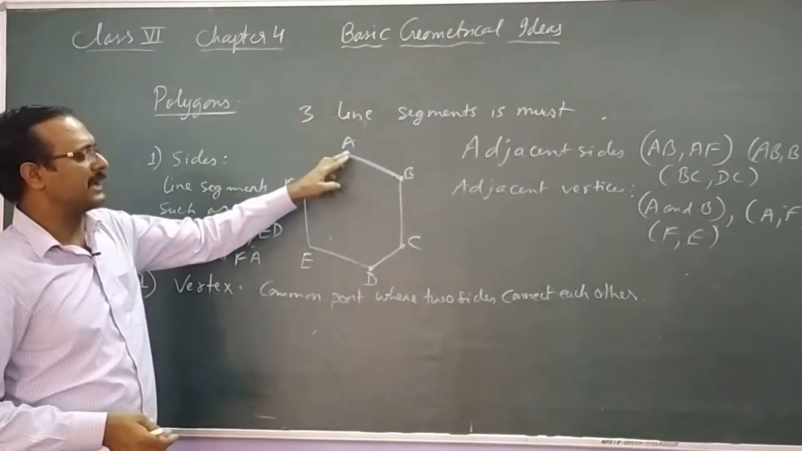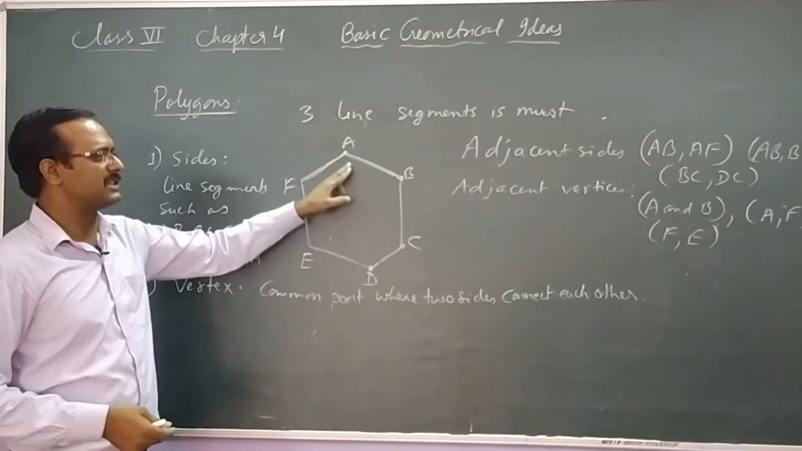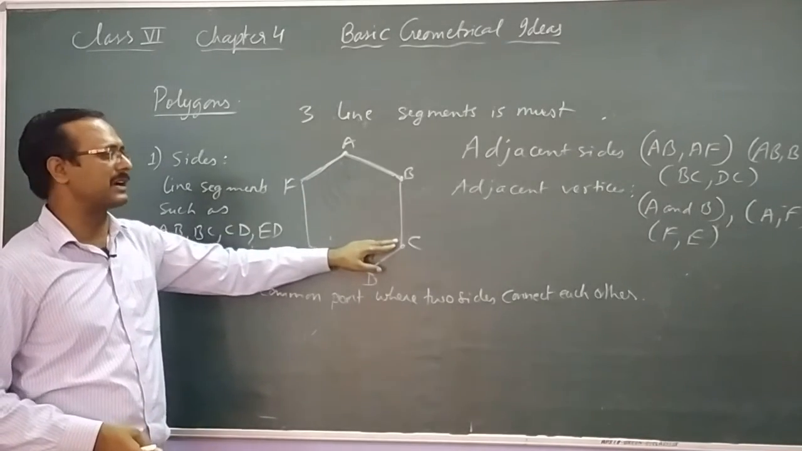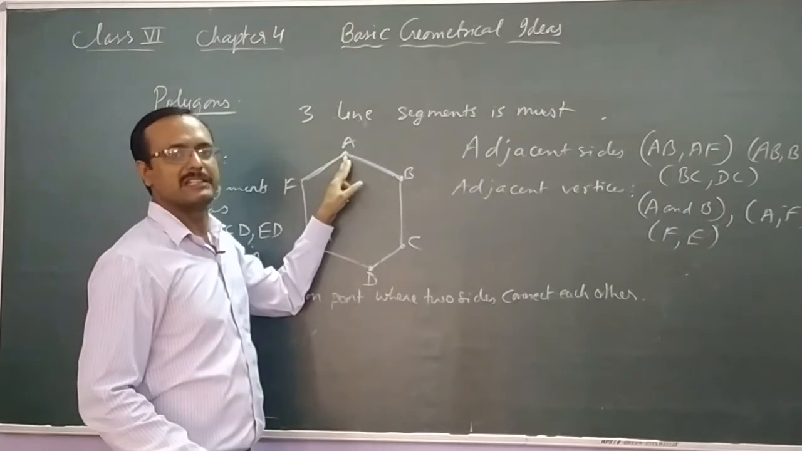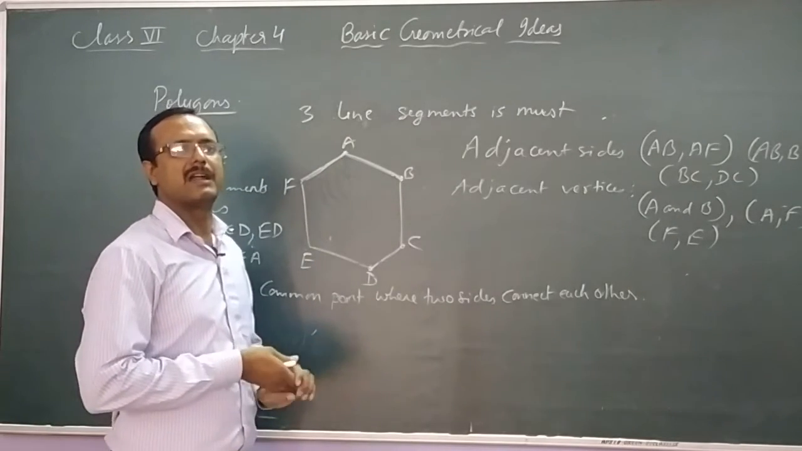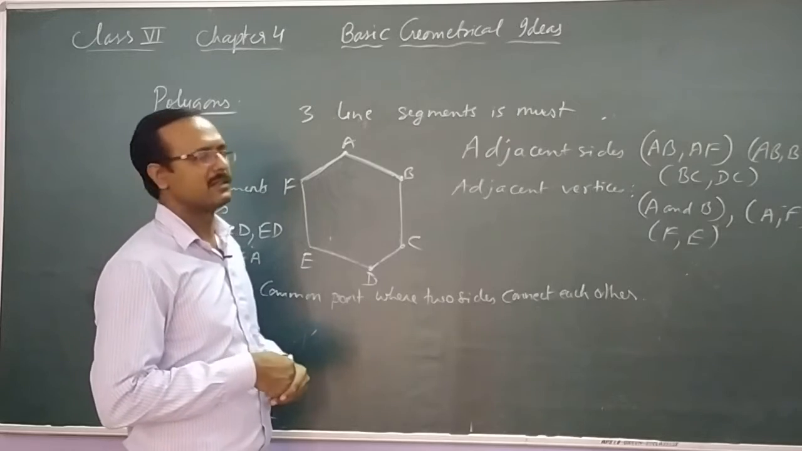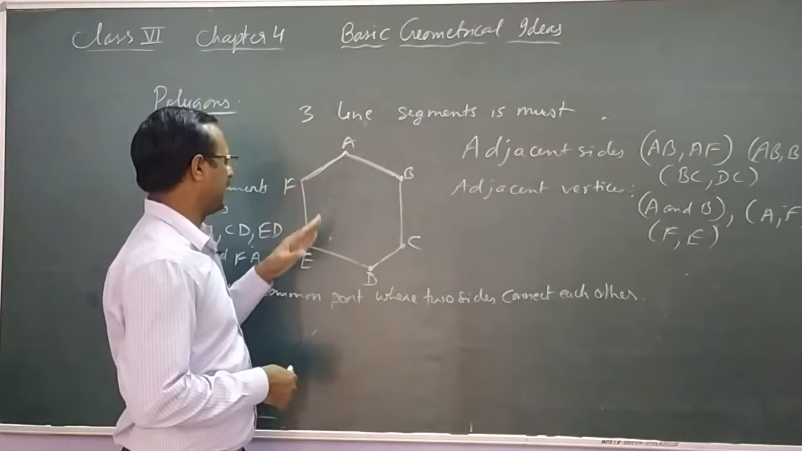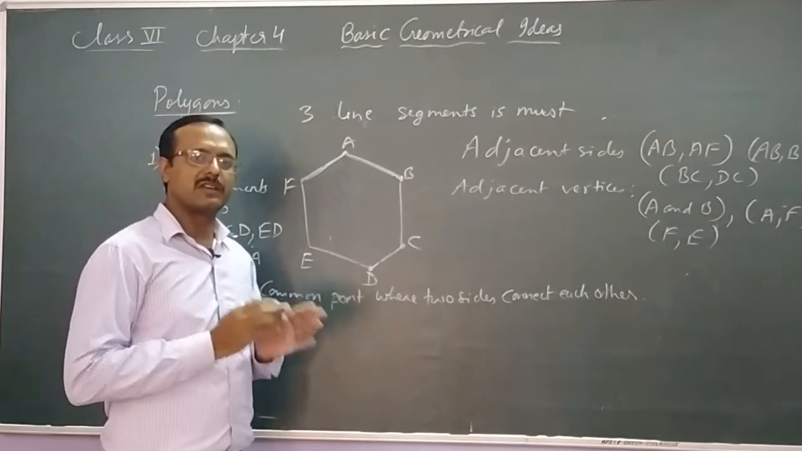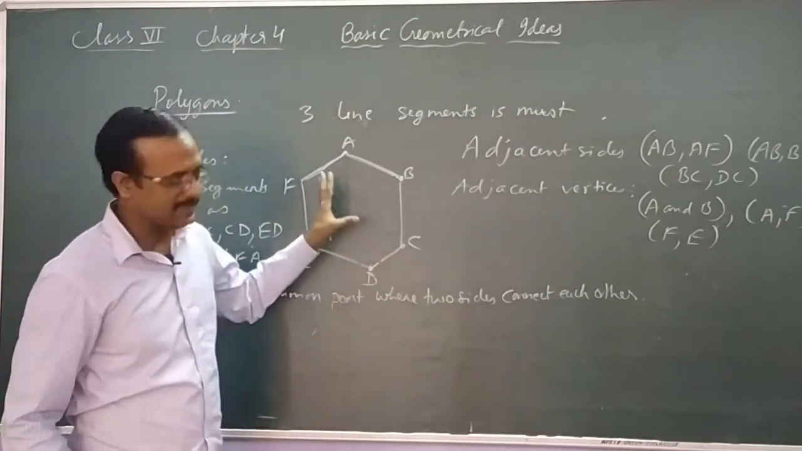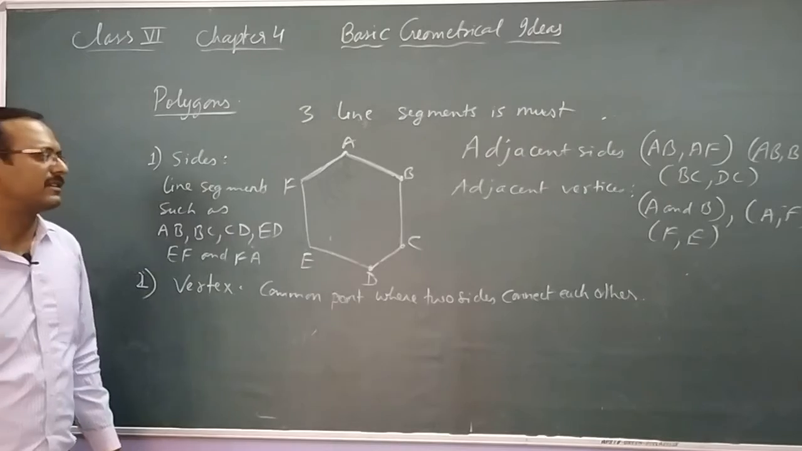Now, if I take points A and C, the vertices A and C are not connected by a single line segment, so they will not be called adjacent, or you can say they are non-adjacent vertices. Okay. So similarly, A and E are non-adjacent vertices, A and D are non-adjacent vertices. So all of these are non-adjacent vertices.